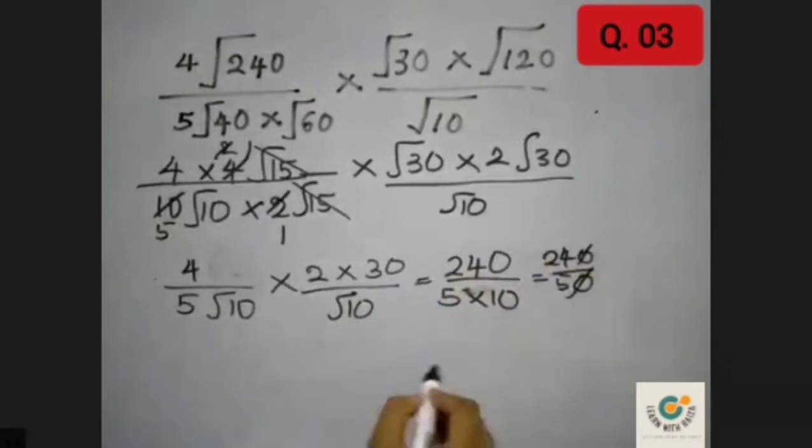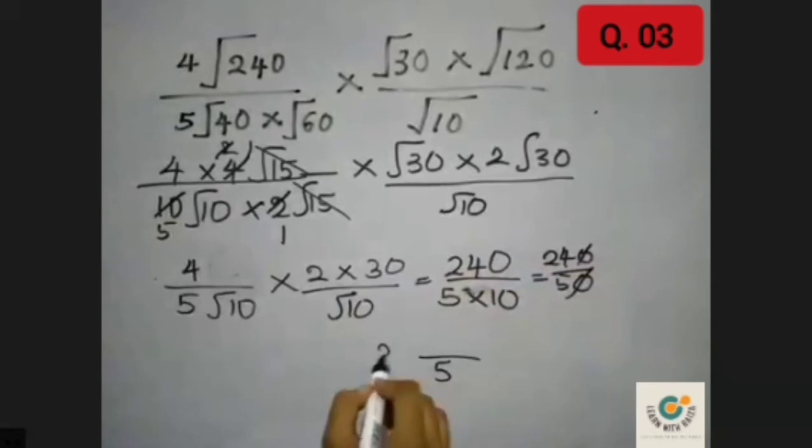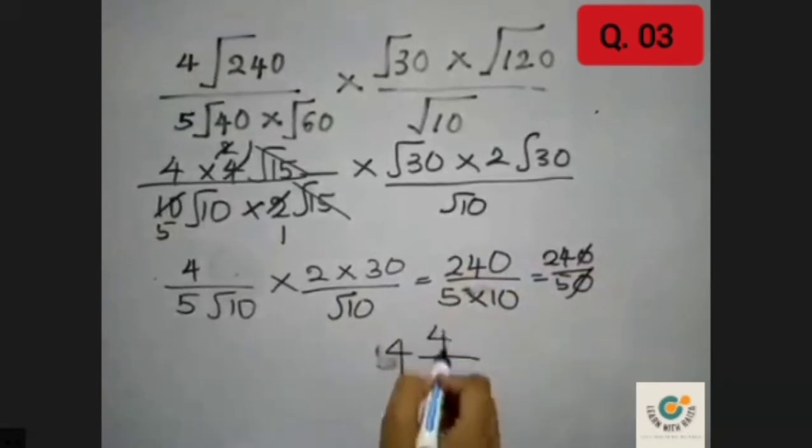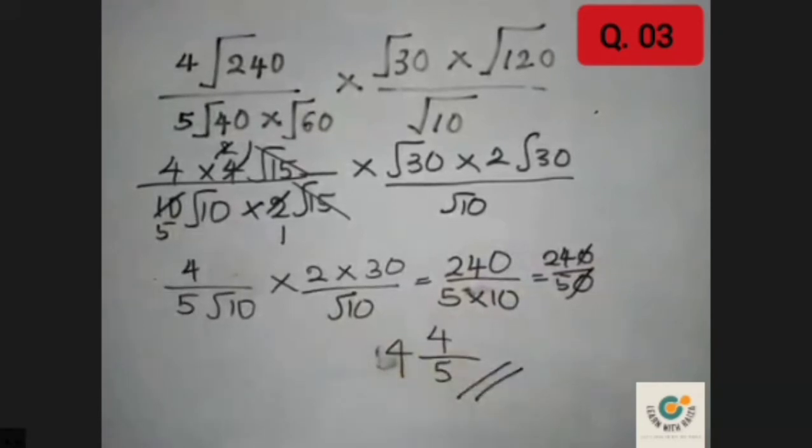This is an improper fraction, so you have to convert into mixed fraction. You are getting 5 times 4 is 20. 20 plus 4 is 24. This is the final answer for this real numbers question.